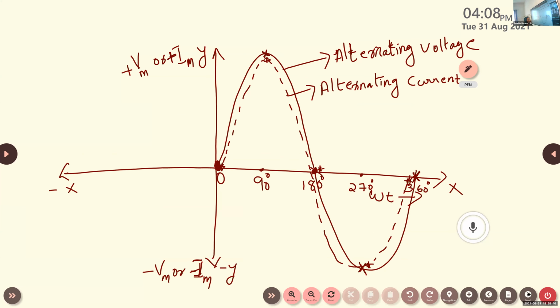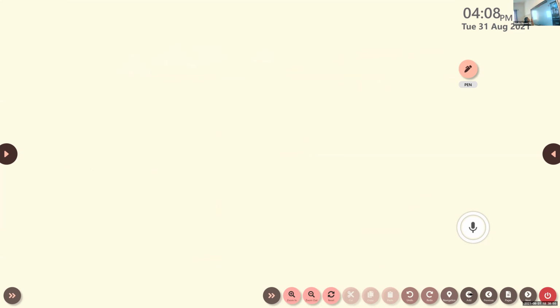Now the phasor diagram. Next heading, phasor diagram for AC voltage through resistor.